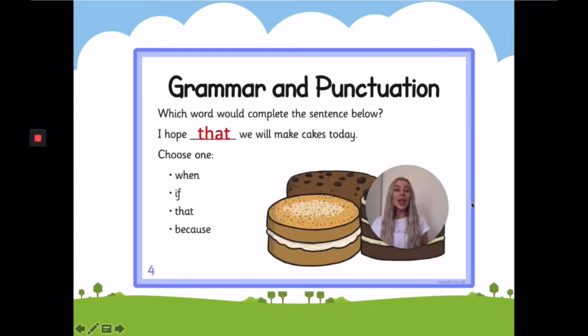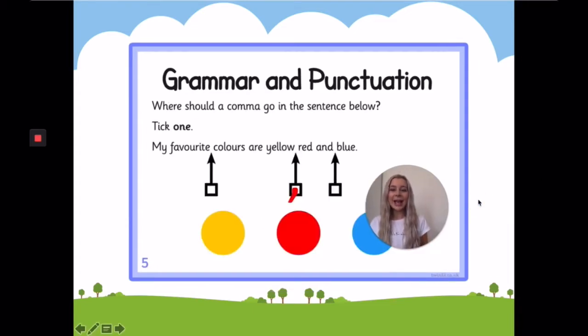I hope that we will make cakes today. Number 4, well done if you got that right. And the comma should go after the second one. So my favourite colours are yellow, comma, red and blue.